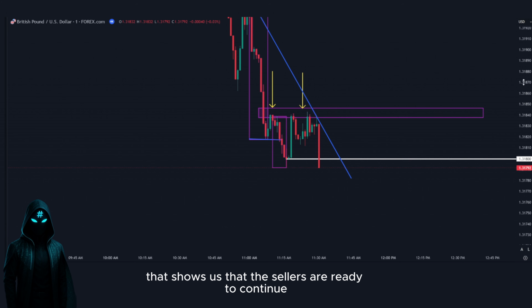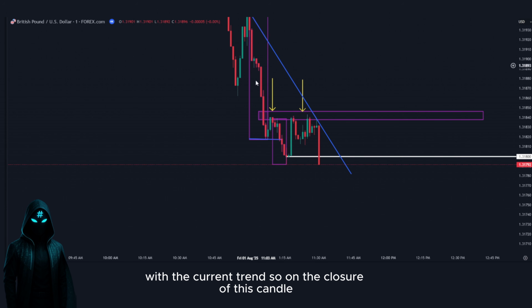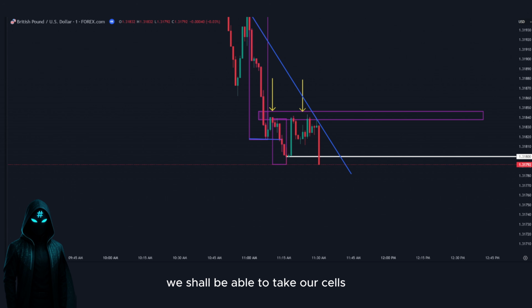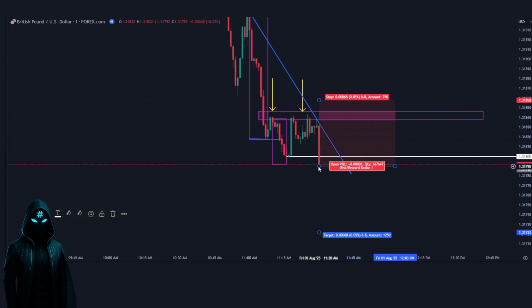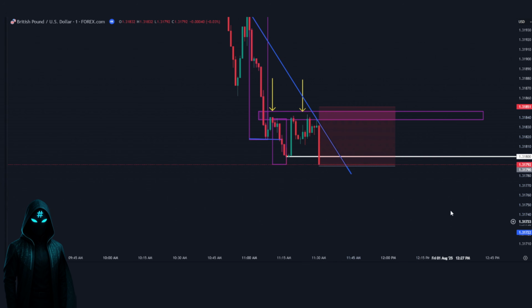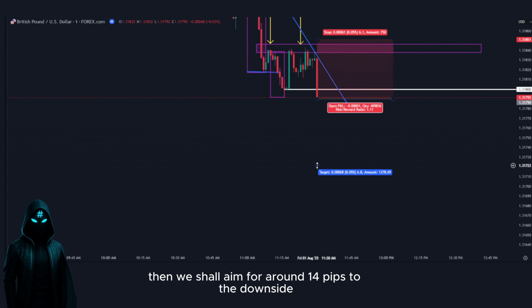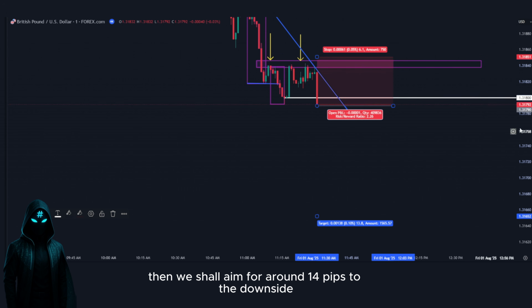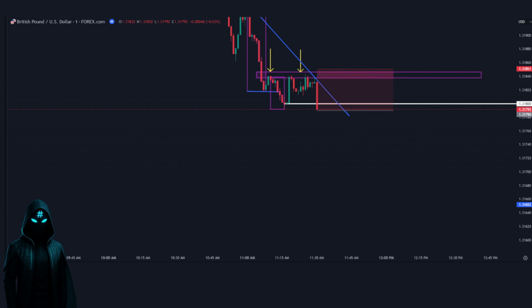That shows us that the sellers are ready to continue with the current trend. So on the closure of this candle, we shall be able to take our sells. Our stop loss is going to be above our area of confluence. Then we shall aim for around 14 pips to the downside.